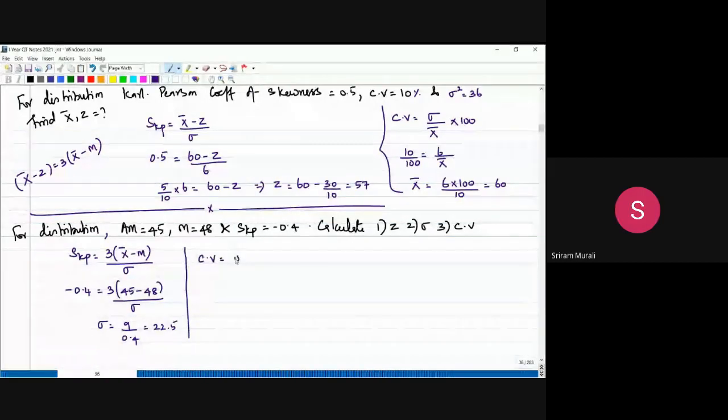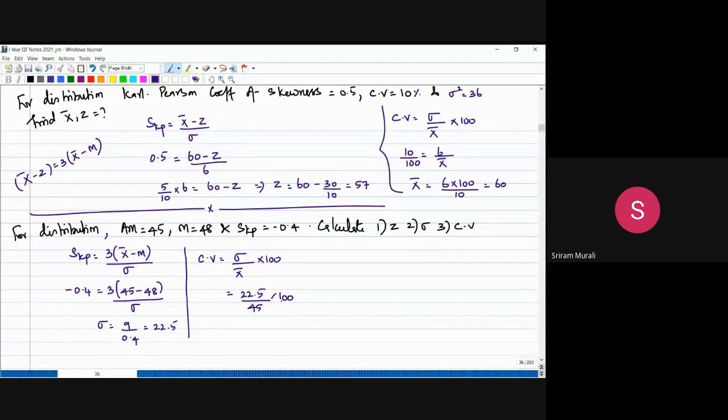Yes sir. CV is SD by AM into 100. What is SD? இப்பதான் கண்டுபிடிச்சோம். 22.5 by x bar 45 into 100. What is the last one? Mode is the last one. What is the formula to find the mode? SKP will be equal to mean minus mode by SD.